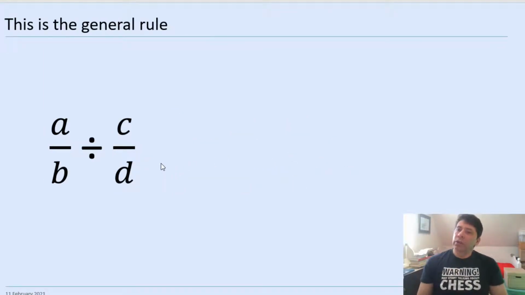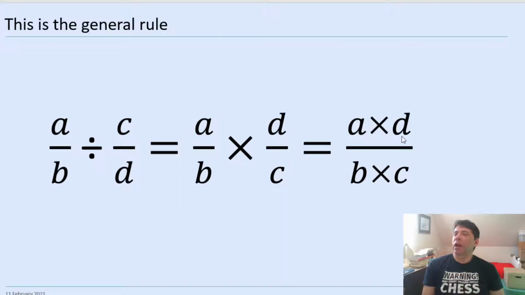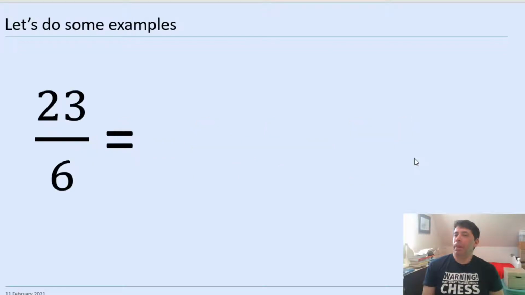So in general, we write this as a over b divided by c over d equals a over b times d over c, equals a times d divided by b times c. So let's just do some examples now, just to solidify what we've learned and just to practice what we've learned.